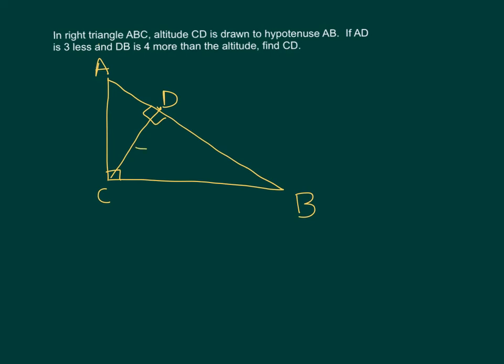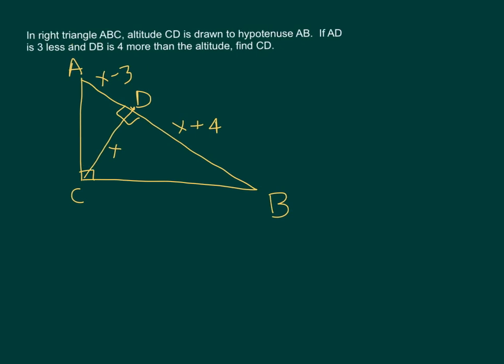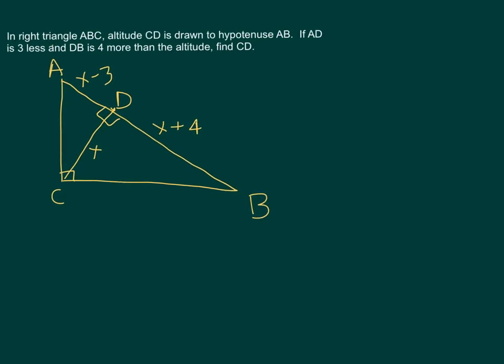So I'm going to let CD be equal to x. I know AD is 3 less than CD, so that's going to be x minus 3. DB is 4 more, so that's going to be x plus 4. So let's just set up a proportion using geometric mean. So we know that the altitude is the geometric mean between the parts of the hypotenuse. So x minus 3 and x plus 4.